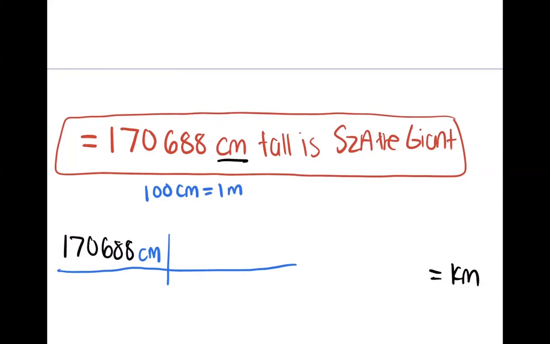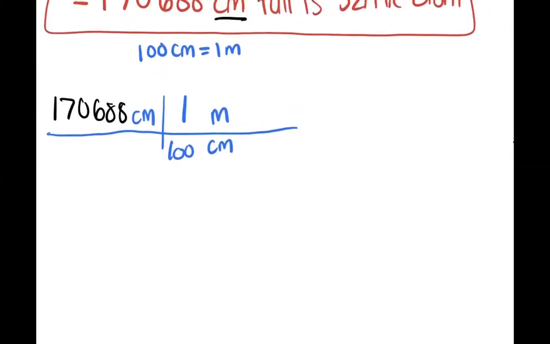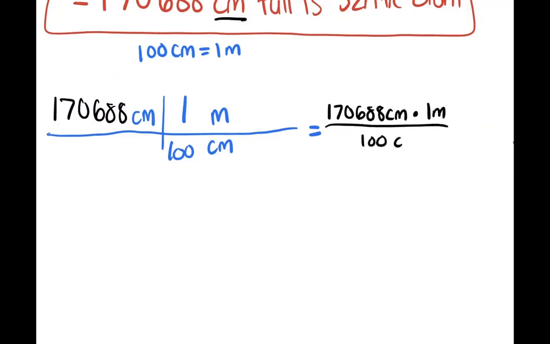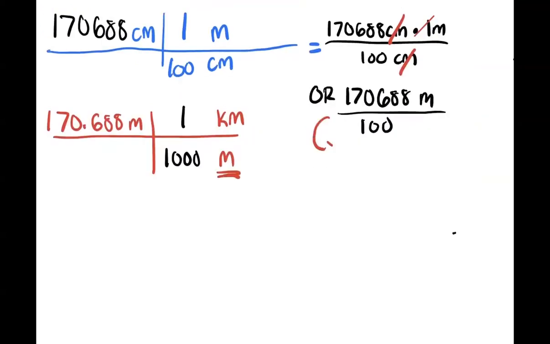So what I'm going to do first is make sure that my top units and my bottom units cancel out. So I'm going to put my centimeters in the bottom and my meters in the top. And so the relationship is 1 meter is 100 centimeters. So now we have 176.88 centimeters times 1 meter divided by 100 centimeters. One way we can simplify this fraction is just to move the decimal over.